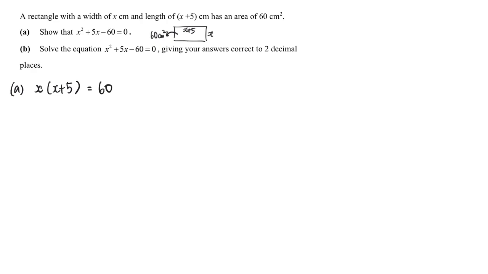So when I multiply them out, and I minus 60 on both sides to give me equals to 0, because they want equals to 0, I have successfully shown this equation.